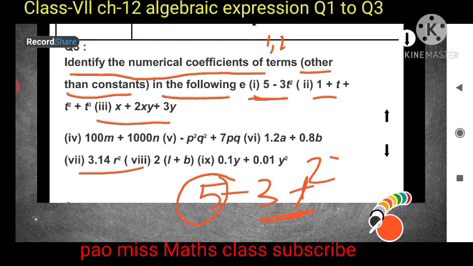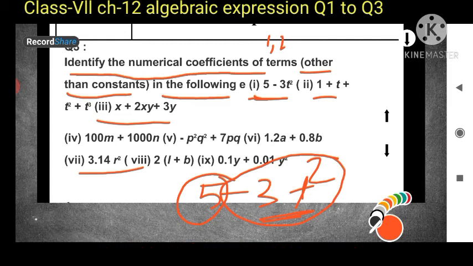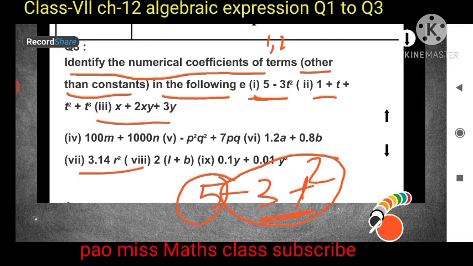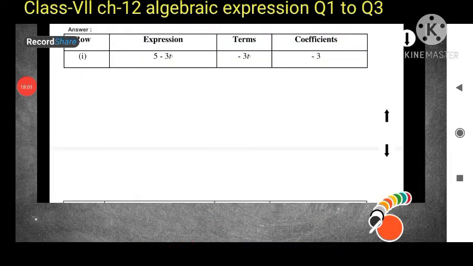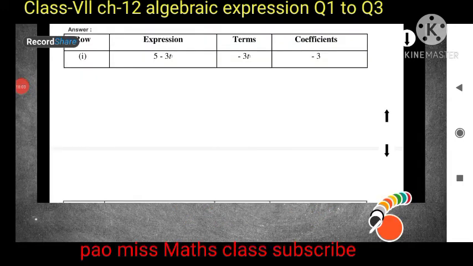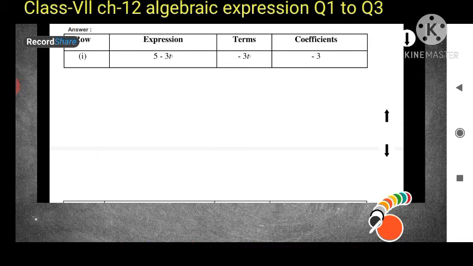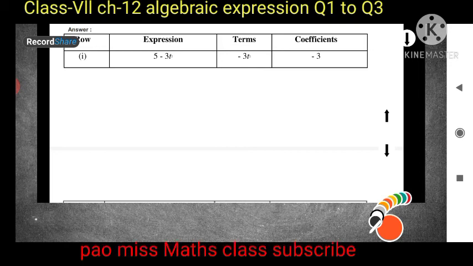That means for which term? We have to see for minus 3t square. So for minus 3t square, what will be the numerical coefficient? The numerical coefficient will be minus 3. Okay, I will show you. I will formulate this in the table. So first you will make a table like this: expression, terms and coefficients. We have to write the numerical coefficients, isn't it? Coefficient itself means the numerical.